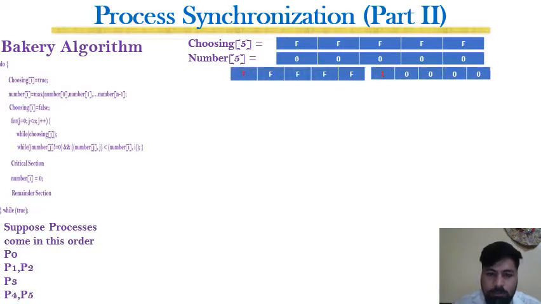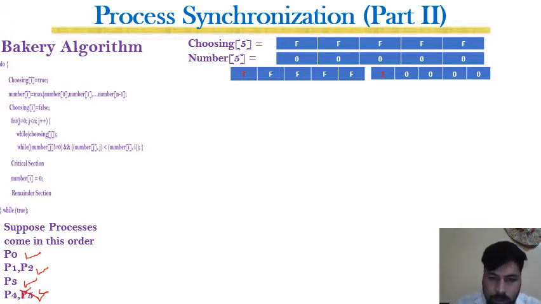Next, for example, we have 5 processes. This is only 4, right? So suppose processes come in this order. P0 comes first, followed by P1 and P2 at the same time, followed by P3, and followed by P4. So this is the order in which the processes are entering the system.